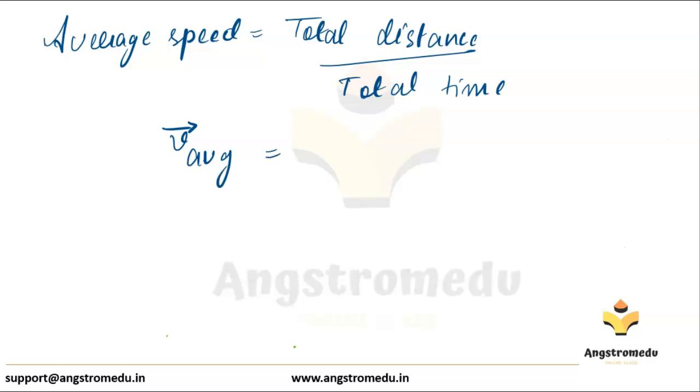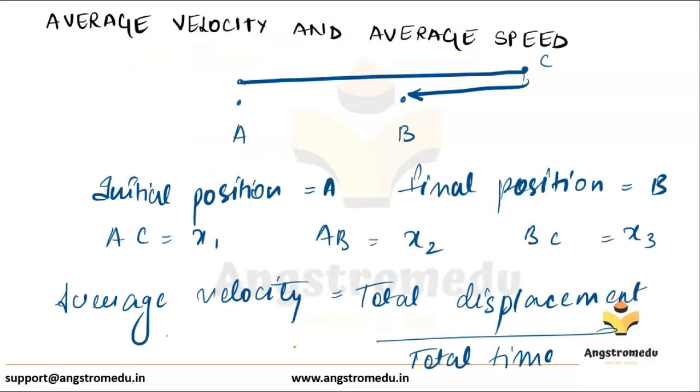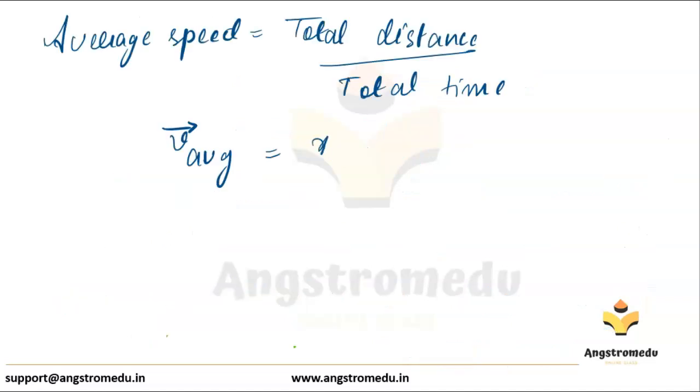If we see the given example, average velocity, that means the velocity vector average, will be equal to displacement over time. Here the displacement is AB, because displacement is the shortest possible path. So the displacement is AB, which is equal to x2. So average velocity will be x2 by t. This bar represents average, and this is speed. So this is average speed and this is average velocity.